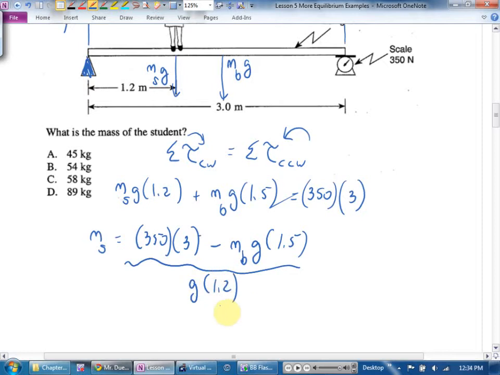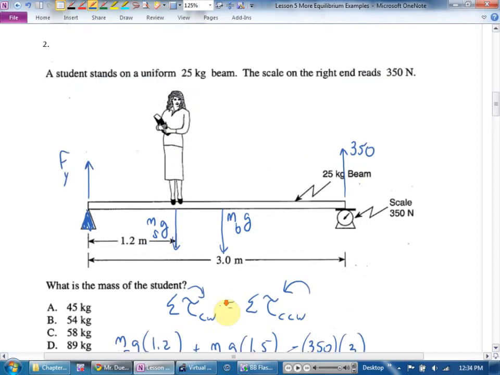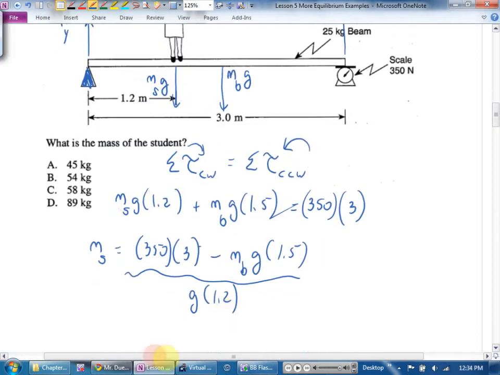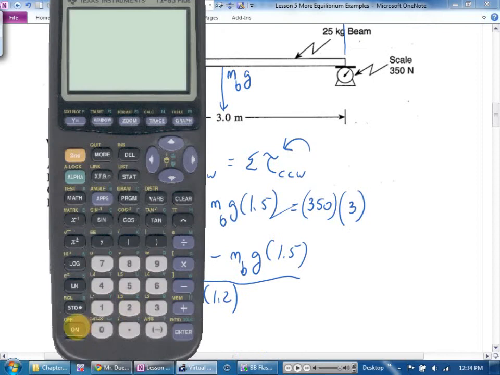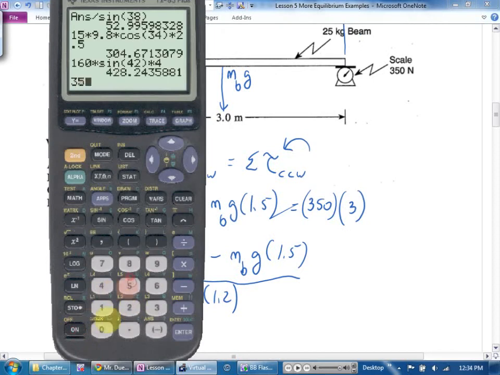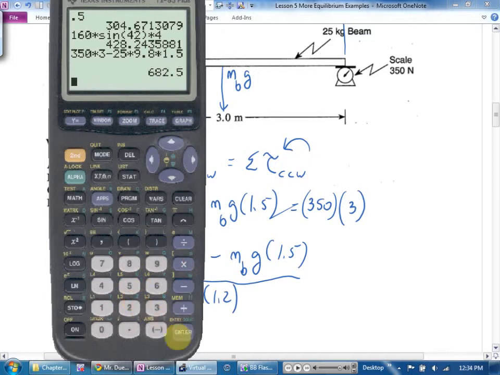What did we say the mass of the beam was? 25. So 350 times 3 minus 25 times 9.8 times 1.5, divided by 9.8 times 1.2. Is that right? 58?